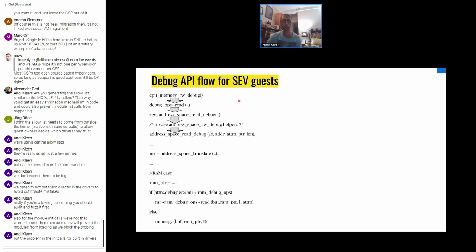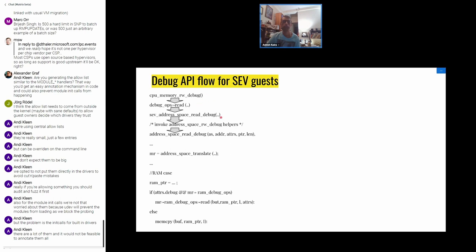So how does this API flow for an SEV guest? I have a generic slide for how the Intel patches fit on top of this, but what we see right now is just SEV. You have the main virtual memory read function called, and it maps into the MemoryDebugOps callback, which basically makes an SEV-specific call. And then we added some read and write debug helpers.